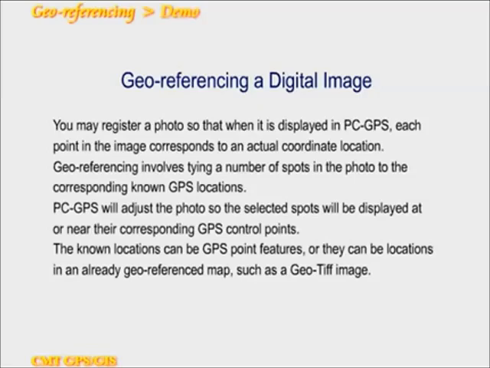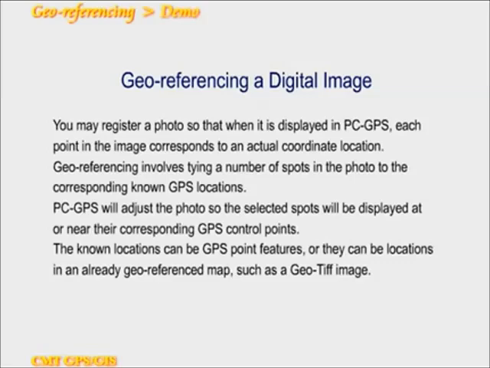A regular photo image is not tied to its geographic location. In other words, it is not geo-referenced. PC-GPS lets you register the photo so that when it is displayed in PC-GPS, each point in the image corresponds to an actual coordinate location. This registration process is called geo-referencing.